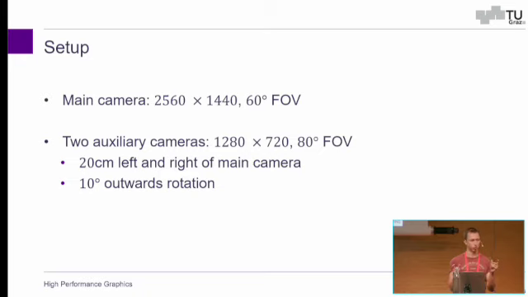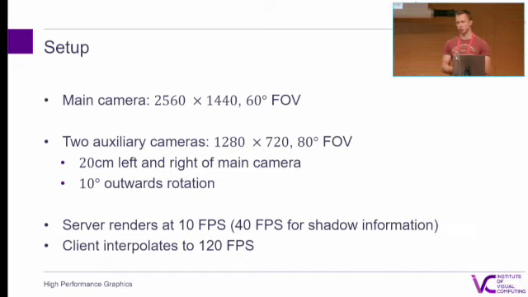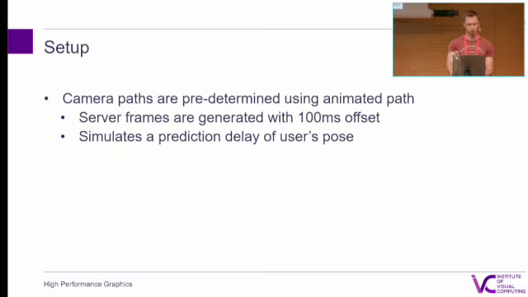And they are also shifted to the left and the right of the main camera a bit to have some offset, and also they are slightly rotated outwards to cover more space. The server renders the color, depth, and object motion at 10 frames per second, and the shadow information at 40 frames per second, and the client upsamples this to 120 frames per second. Our camera paths for our experimental setup are predetermined and simply use animated paths. However, to simulate the delay of the user's pose, we simply generate the server frames at a 100 millisecond offset.